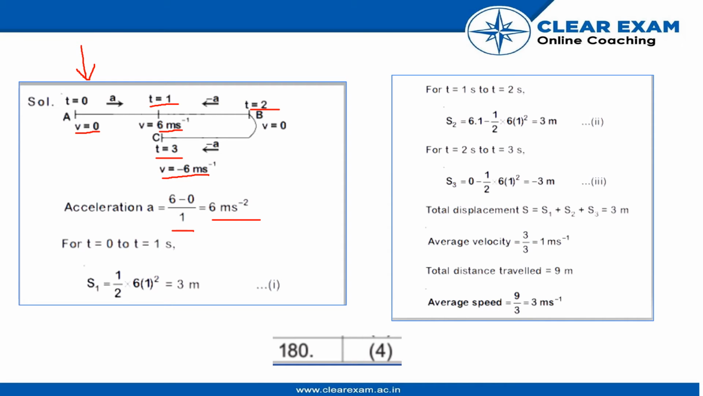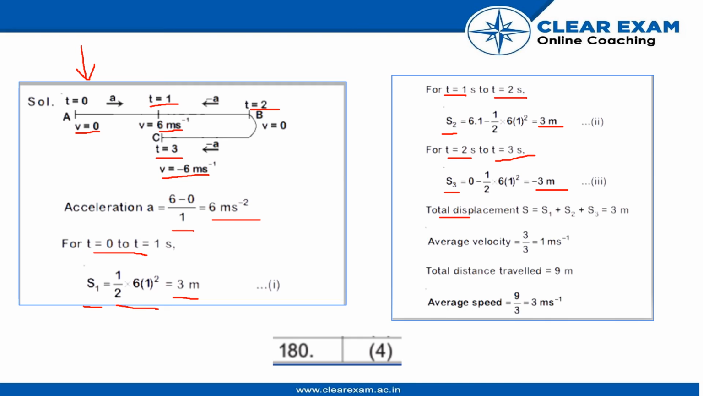Now, for t equal to 0 to t equal to 1 seconds, the initial distance s1 will be half at square, that is half into 6 into 1 square, giving us 3 meter. Now, for t equal to 1 to t equal to 2 seconds, the distance s2 will be ut minus half at square, that is 6 into 1 minus half into 6 into 1 square, giving again 3 meter. Similarly, for t equal to 2 seconds to t equal to 3 seconds, we get s3 as minus 3 meter.